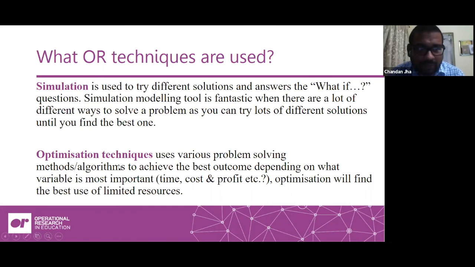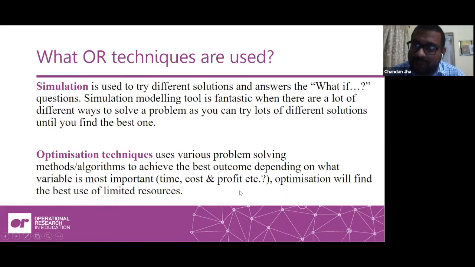Then apart from simulation, optimization techniques, as I discussed earlier, use various problem-solving methods and algorithms to achieve the best outcomes, depending on what variable is most important. Remember, just a few minutes before, I used the words efficiency versus responsiveness. So here comes the trade-off. All those things you need to incorporate in the models, like time, cost, and profit.